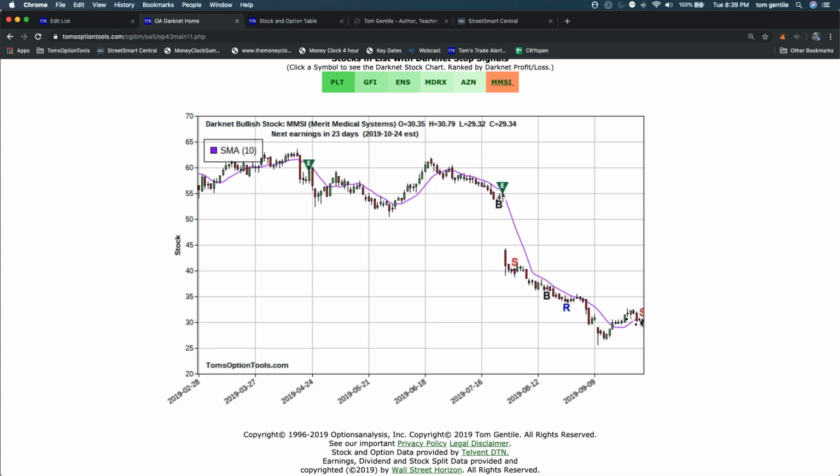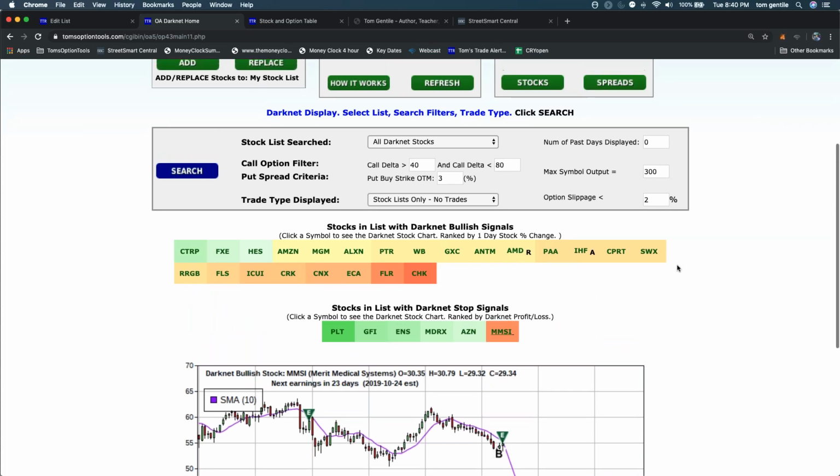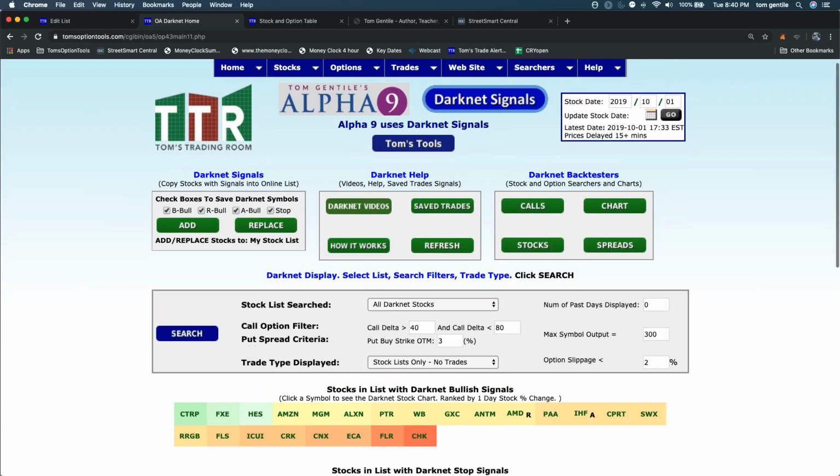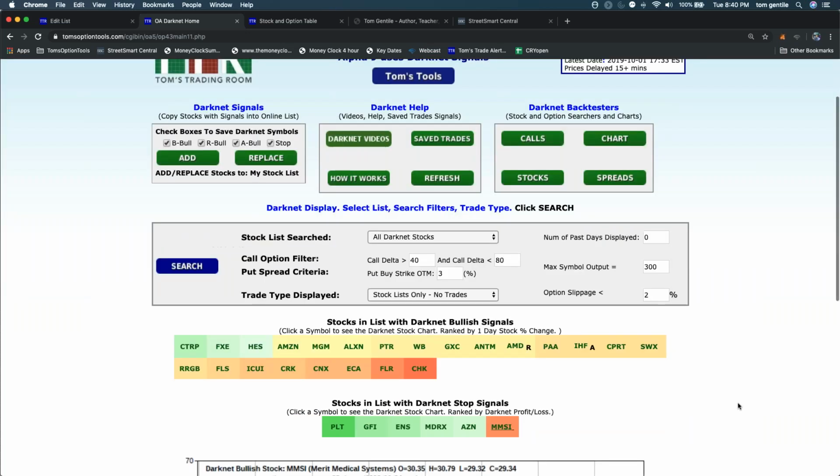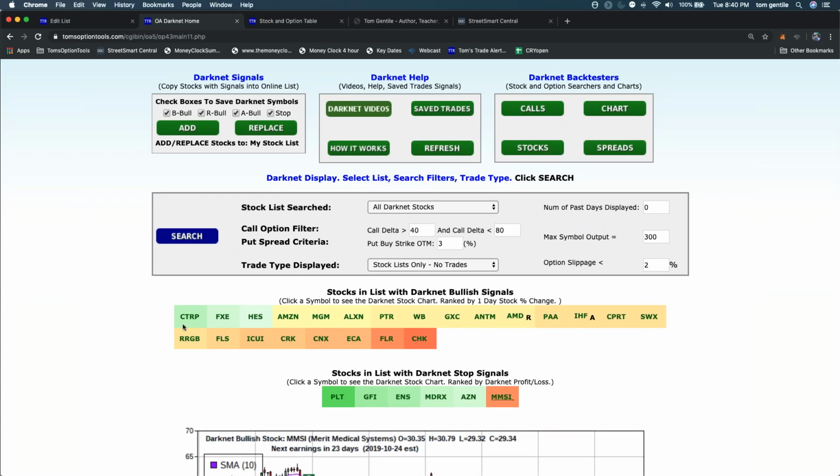So one of the things that we can do is go look and see what they've done in the past before we go any farther into the future. What I like to do, and I tell people when you get a lot of them, and there's quite a few on here today, you can see here as I'm going across, C-Trip, FXE, now some of these just have the stock symbol. Then you come along here to AMD, and there's the R for the rebuy. There's IHF, there's the A for the add-on, which means this is the third signal. We'll look at each of these, all right?